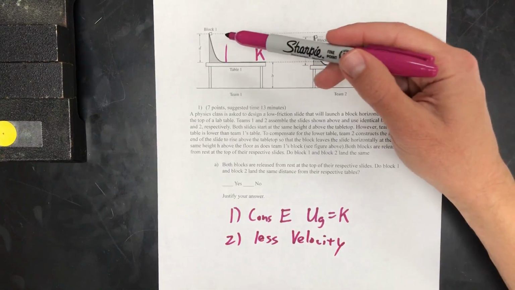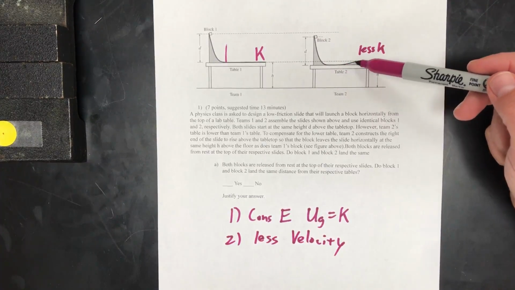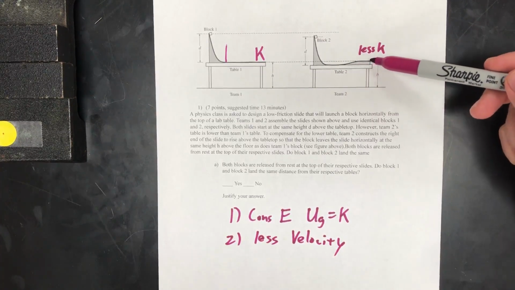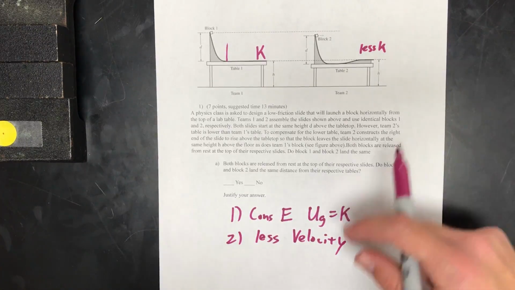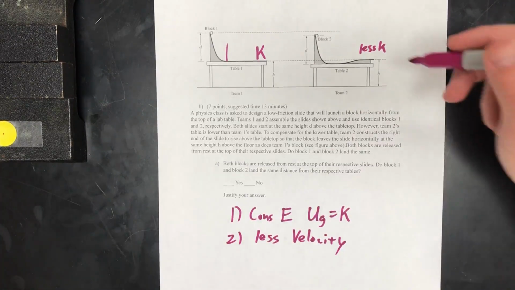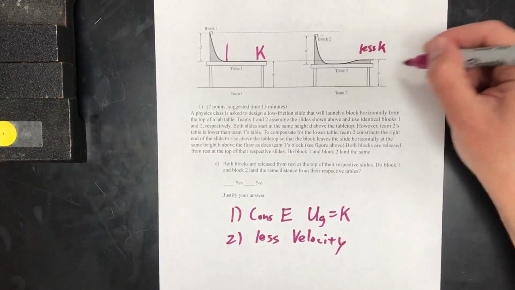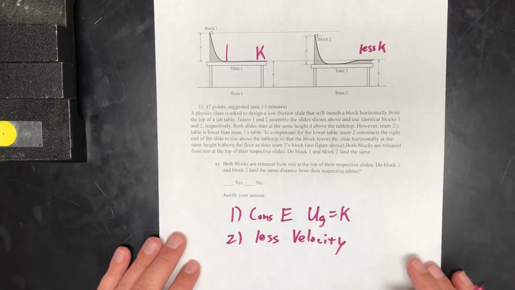There's another way you could get here. You could just say, oh, well, block 2 will have the same speed when it gets to the tabletop, but it will slow down as it starts to rise up there, so it will have less velocity. But some way of getting the first 2 points. So most people then just say, oh, well, less velocity means it won't go as far. But they explicitly say this in the scoring guide here.